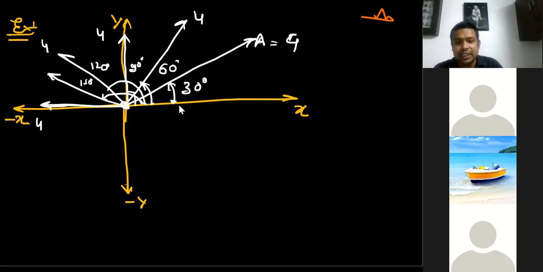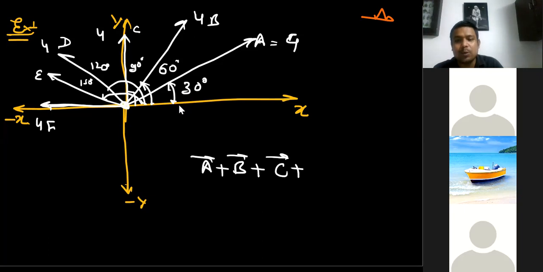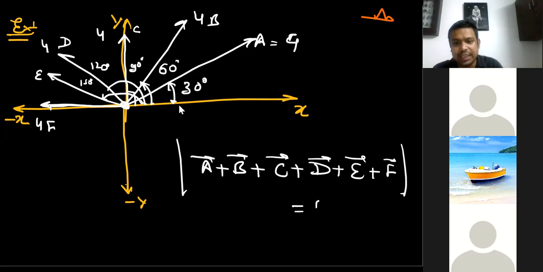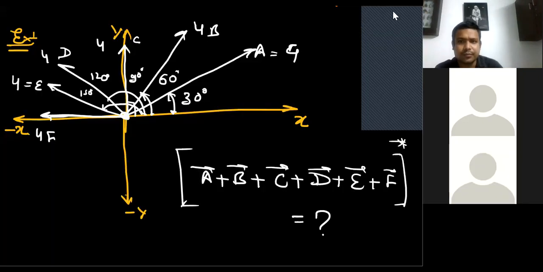Okay. Then find A, B, C, D, E, F. Then find the vector A plus vector B plus vector C plus vector D plus vector E plus vector F. Find the magnitude of vector A plus vector B plus vector C plus vector D plus vector E plus vector F. Please solve this question.